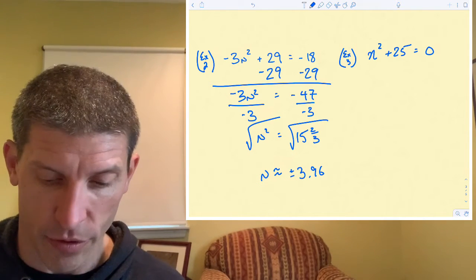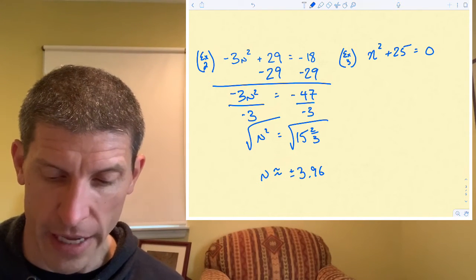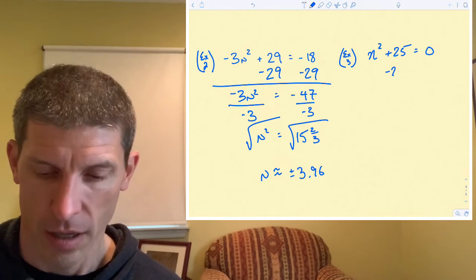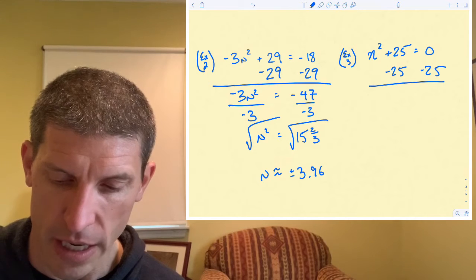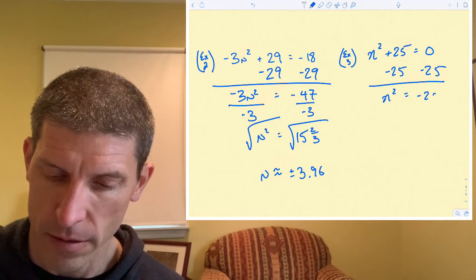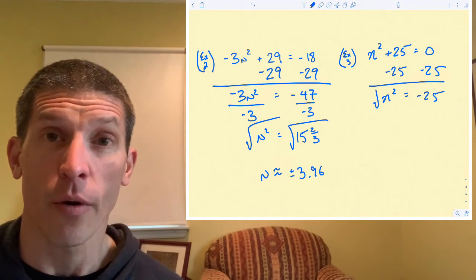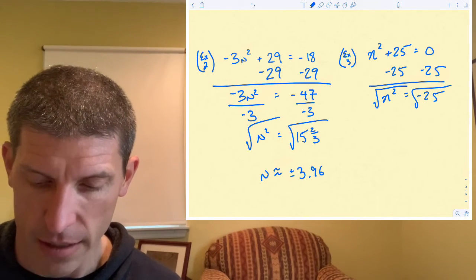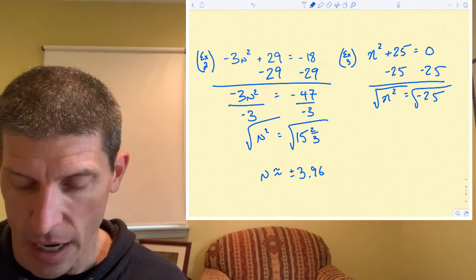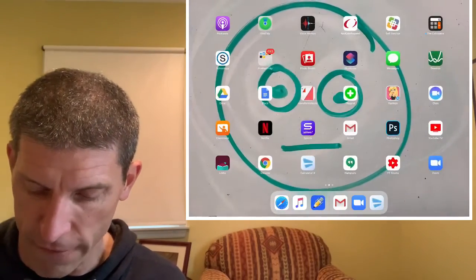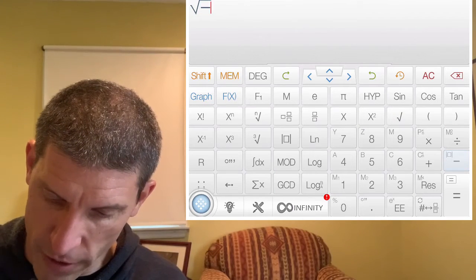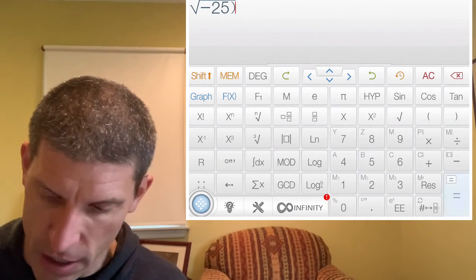Let's look at example number 3. Example number 3, n squared plus 25 is 0. Same routine. I'm going to subtract 25 from both sides. I'm going to go ahead and take the square root from both sides. And I need, okay, so just like last time, I need the square root of negative 25. So square root of negative 25. Negative 25.